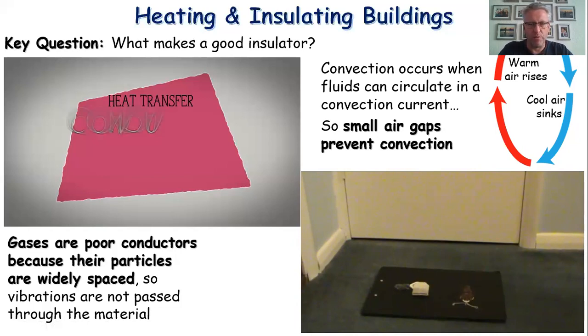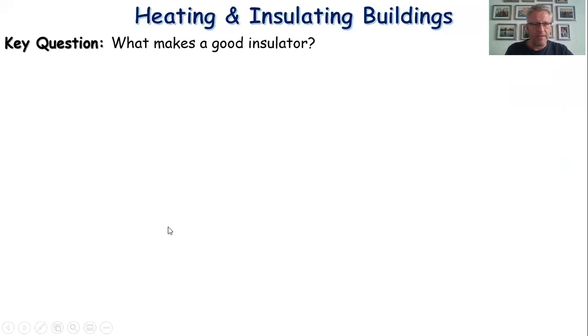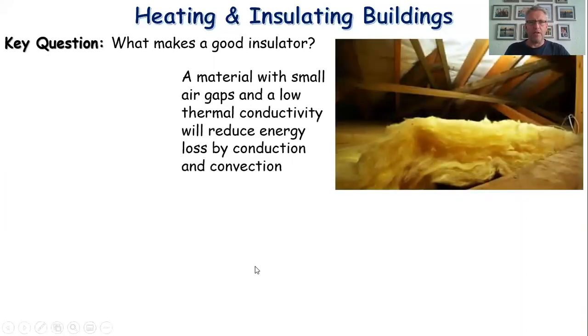So a good insulator will be something with trapped air pockets and that is also a poor conductor. And you've got that typical diagram that shows convection on the right hand side there, where the warm air rises and the cool air sinks, as we've already discussed. Now, putting that together, what makes a good insulator? Well, a material with small air gaps and a low thermal conductivity will reduce energy loss by conduction and convection.